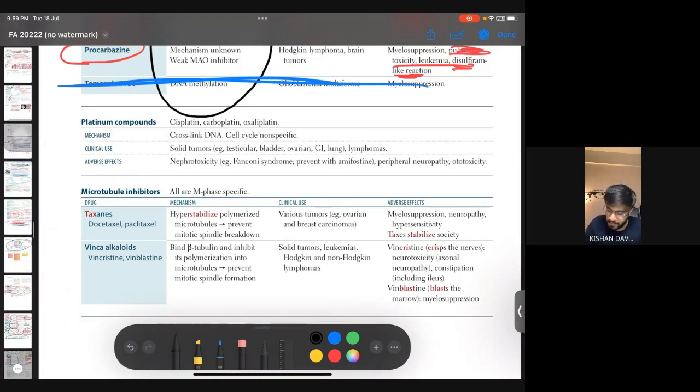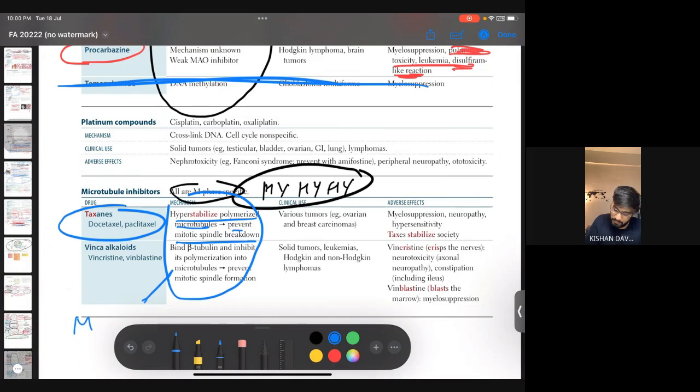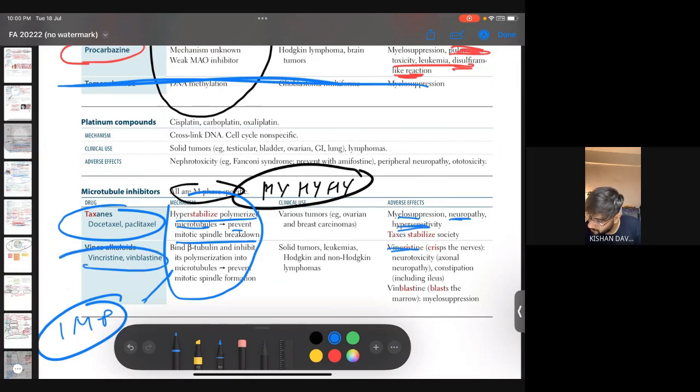Before that, let's do microtubule inhibitors. M phase specific, and I rate them as very very high yield. It has been asked many times. Okay. Taxanes hyperstabilize polymerized microtubules, prevent mitotic spindle breakdown. In both, this is very important. Direct one liners have come. Okay. Myelosuppression, neuropathy, hypersensitivity, and in vinca alkaloids, vincristine and vinblastine. Okay. So this is very important, very very important. Every time questions have been asked, and UWorld has also asked it so many times.